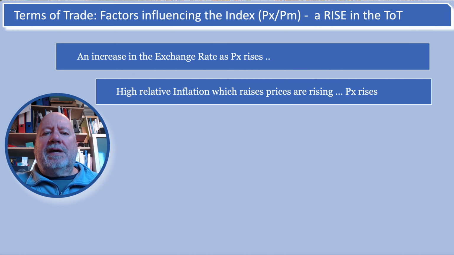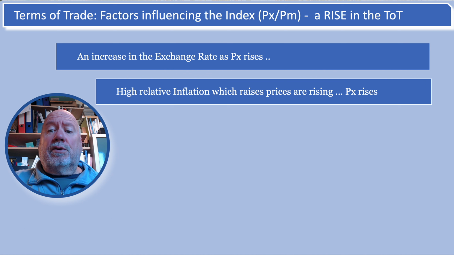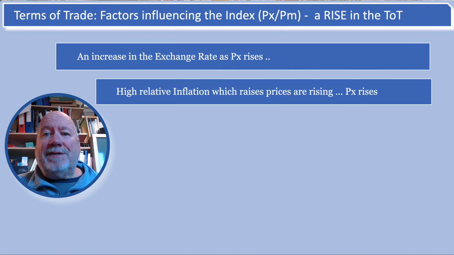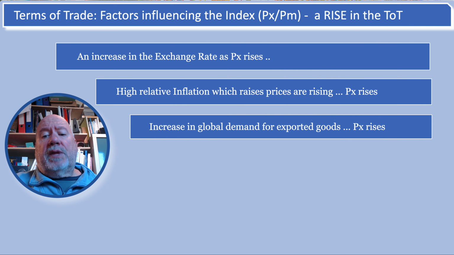Another thing, if you've got high relative inflation, it means that the price of your exports are going up faster than the price of your imports, because your inflation is higher than your competitors' inflation, or where you're buying your imports from, and so the price of exports rise, which means that there's an improvement in the terms of trade. So you can see that this is counterintuitive because of that assumption that you are selling the same number of goods.